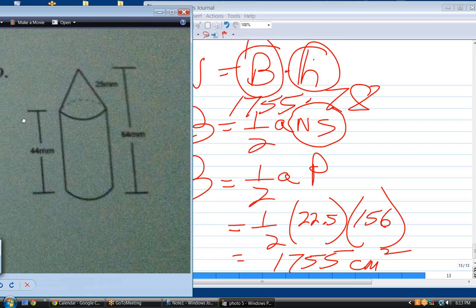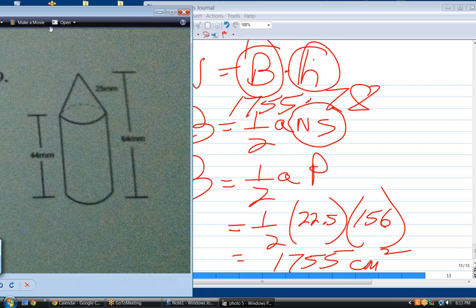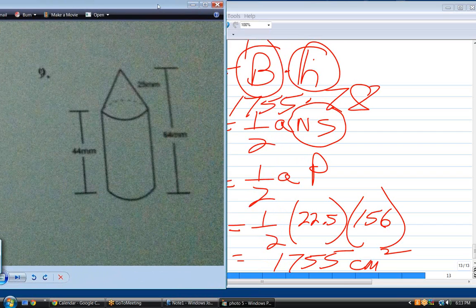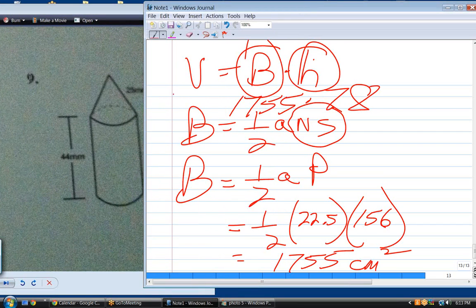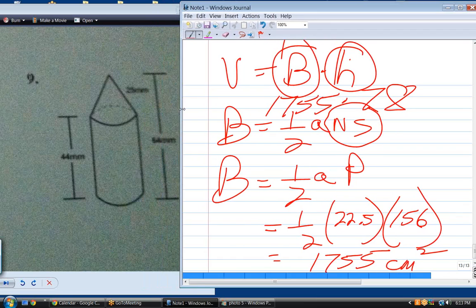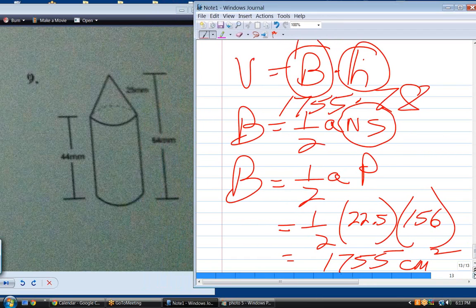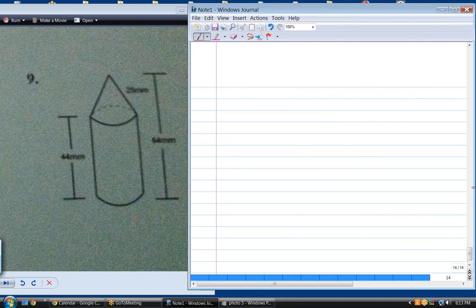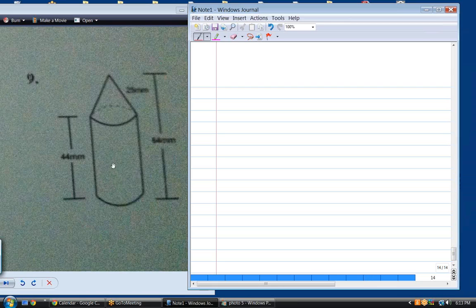All right. Okay. So this one doesn't have a name for that object. Yeah, because that's two objects. It's not a prism. Yeah, exactly. It's two objects put together. The bottom object is what? A cylinder. The top object is? A cone. Okay, let's do the cylinder first.